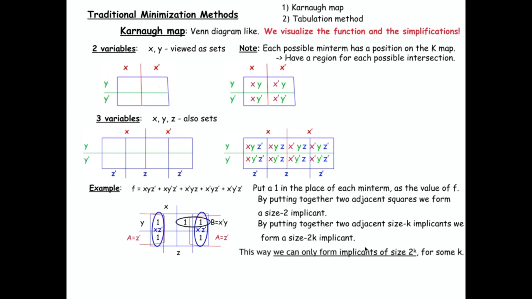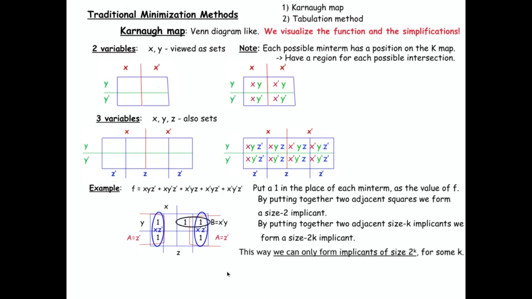So this way we can only form implicants of size 2 to the power of k for some k, right? That means that implicants cannot contain 3 elements or 5 elements or even 6 elements. Implicants can only have 2, like blue and black, or 4, like red, or possibly in the future, in larger maps, we can have implicants of size 8 or of size 16 or 32, etc. Do the rules make sense?